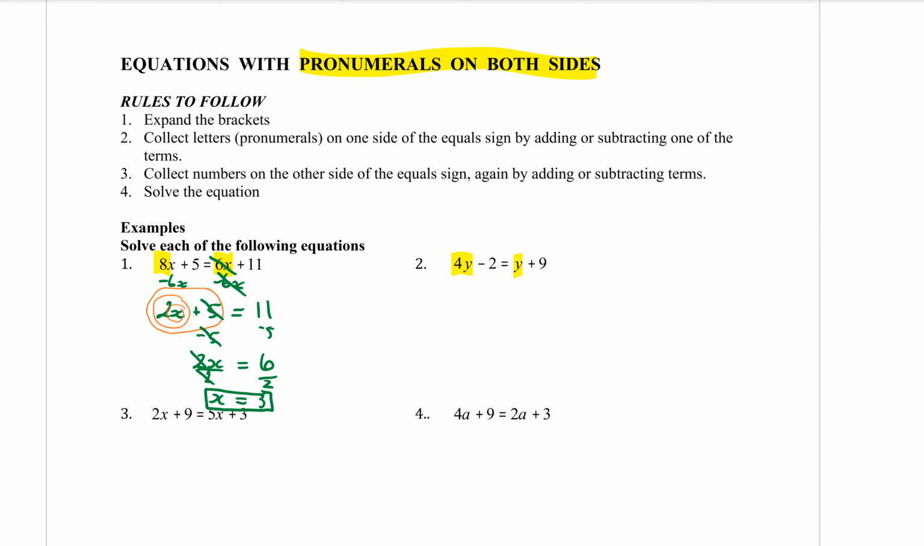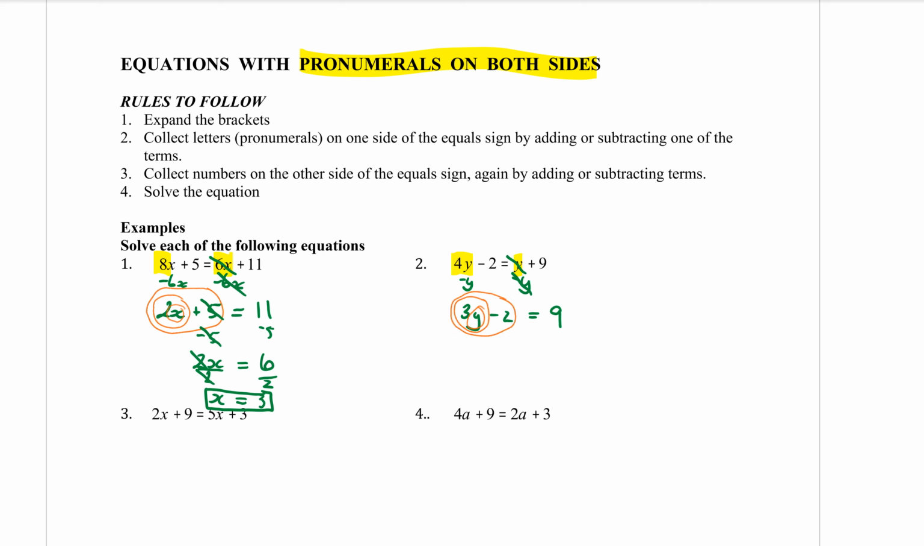So 1y is the smaller one. To move that whole term, I'm going to subtract y. Cross it off on the right-hand side. 4y take away y is 3y, good. Minus the 2 equals 9. And we're back to a normal equation with one pronumeral, in there once. So let's draw our circles. y is what I'm trying to find. Times that by 3, and that's got a minus 2 on the end.